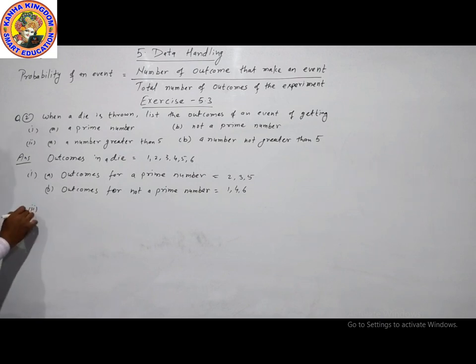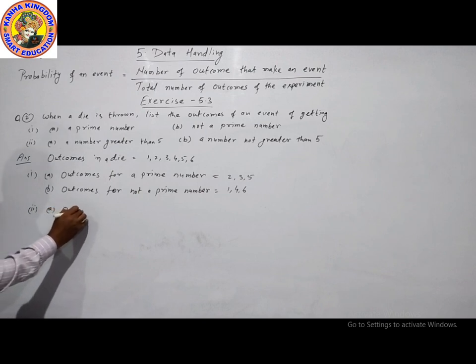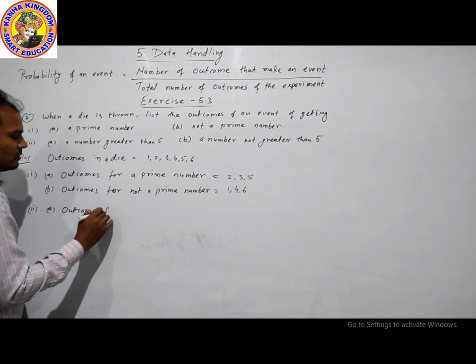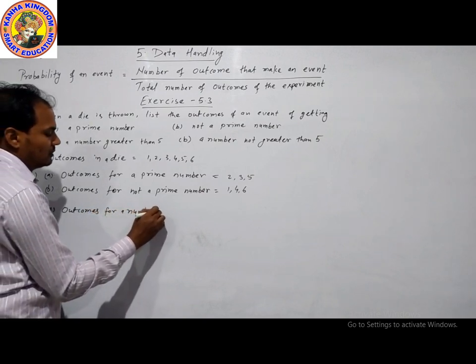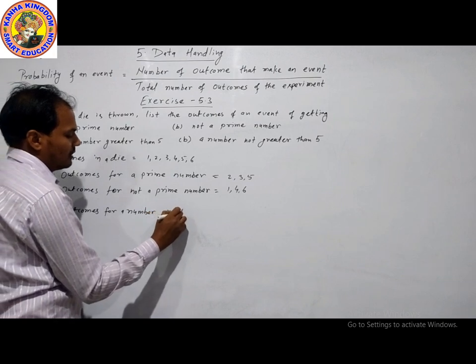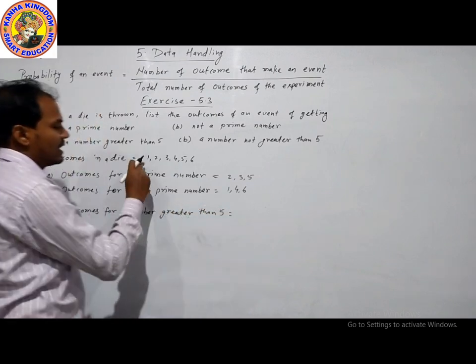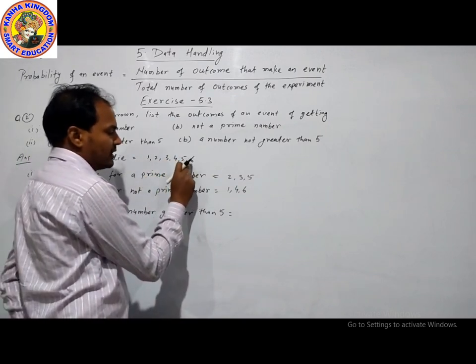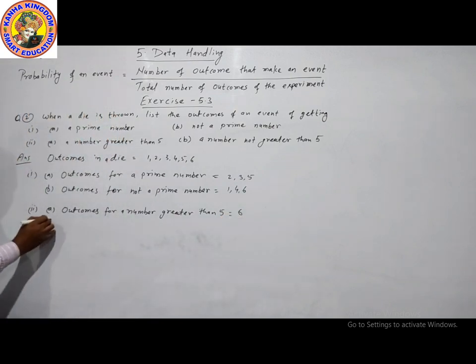Now we are attempting the second one. Outcomes for a number which is greater than 5. Here are the 6 outcomes. Which number is greater than 5? 6 is greater than 5. So this is our answer.